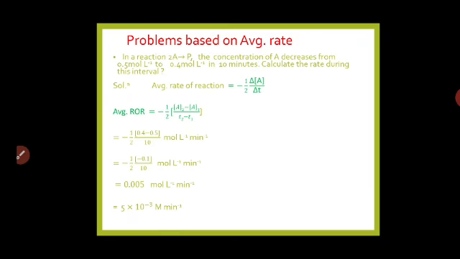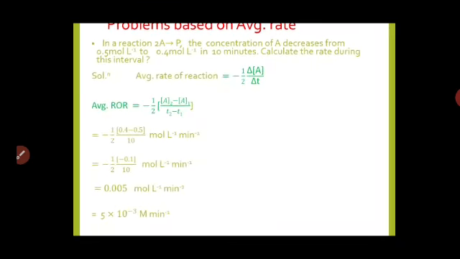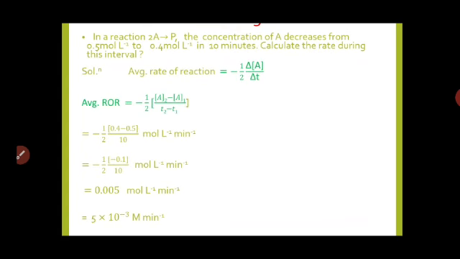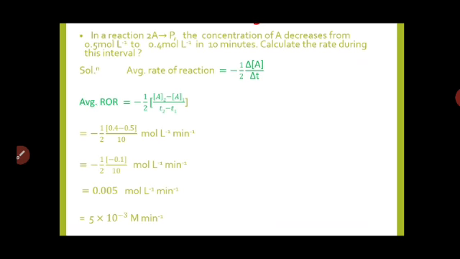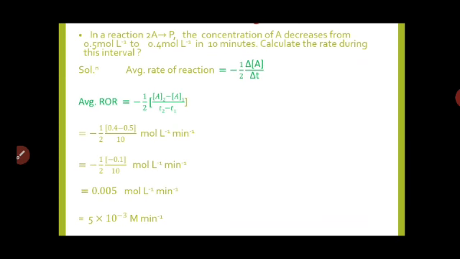Next, in a reaction 2A gives P, the concentration of A decreases from 0.5 mole per liter. Instead of molar concentration capital M, here what is given? Mole per liter. Both are the same, remember. It decreases to 0.4 mole per liter in 10 minutes. So here the time interval is given as 10. Calculate the rate during this interval.